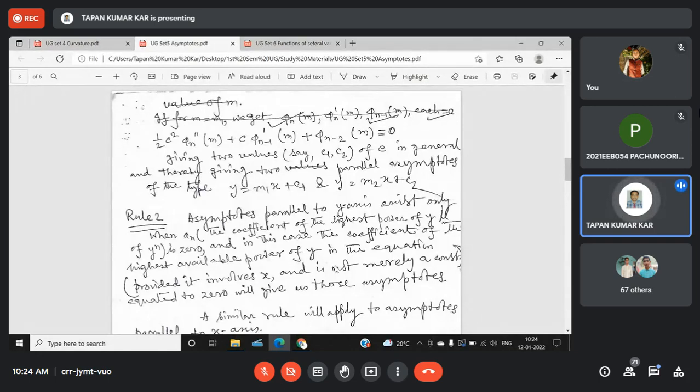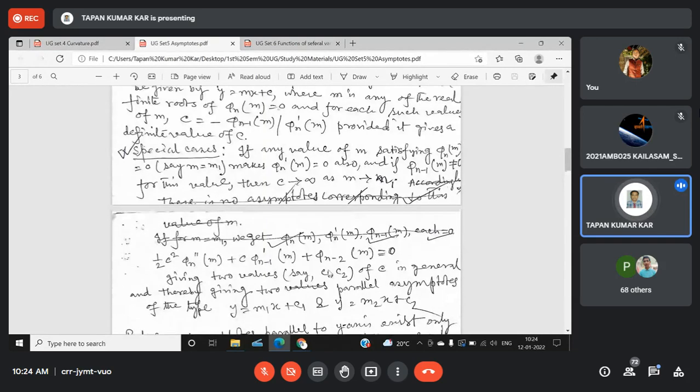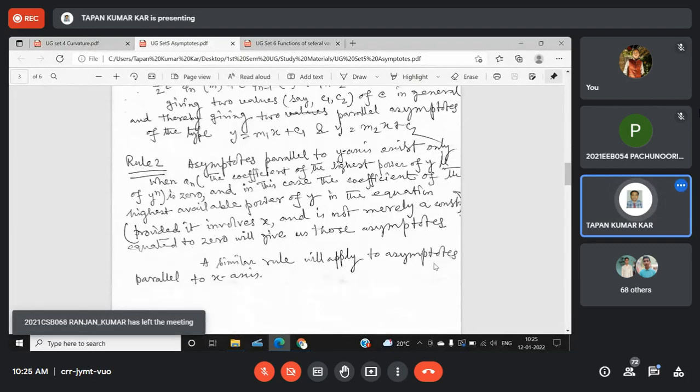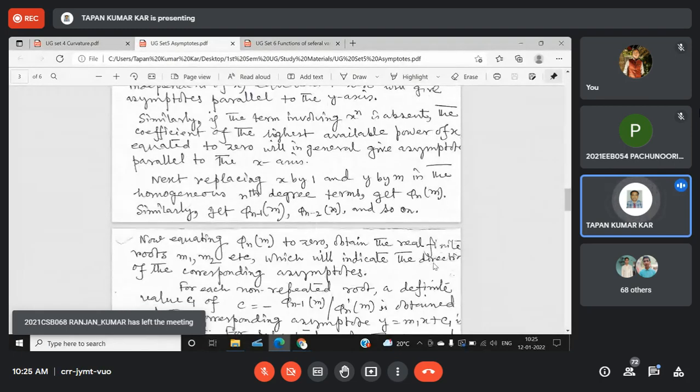And for each value of m, you need one c, and the formula is c equal to minus phi n minus 1 of m by phi n dash of m. If this phi n dash m is not equal to 0 for any value of m, then all the c's are obtained. If it is 0, then you have to use this formula of c square phi n double dash m. From here you will get the c. This is the working rule. It is better to take one example, then again come back to the formula.